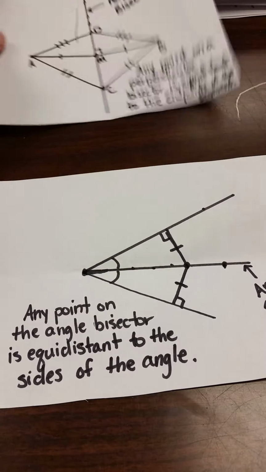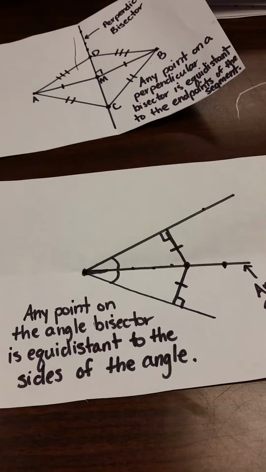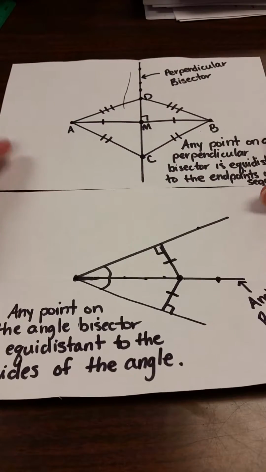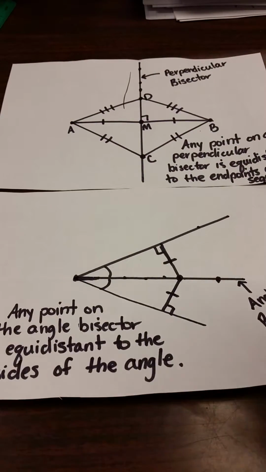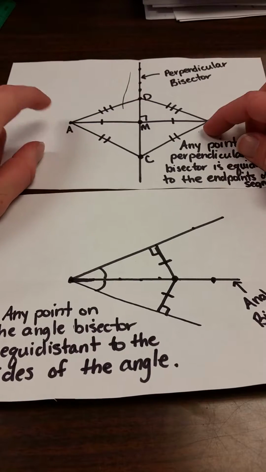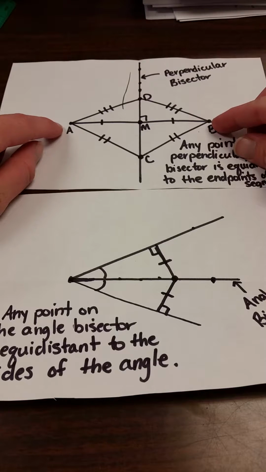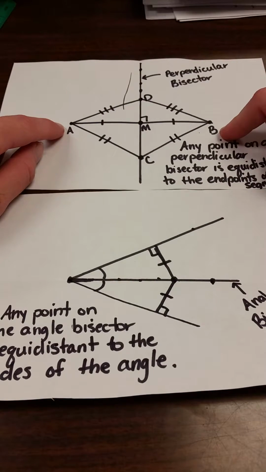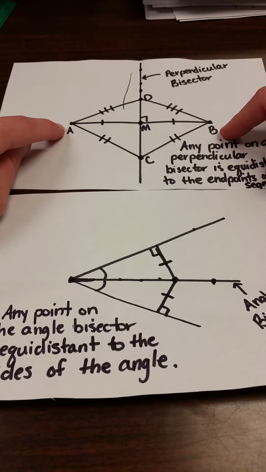Now, we have talked about two different things so far. We've talked about perpendicular bisectors and angle bisectors. Now, here's the point of both of these. Let's go back to perpendicular bisectors for a second. If I have 2 points and I want to find another point that's the same distance from A and B, why would anybody care about that in real life?